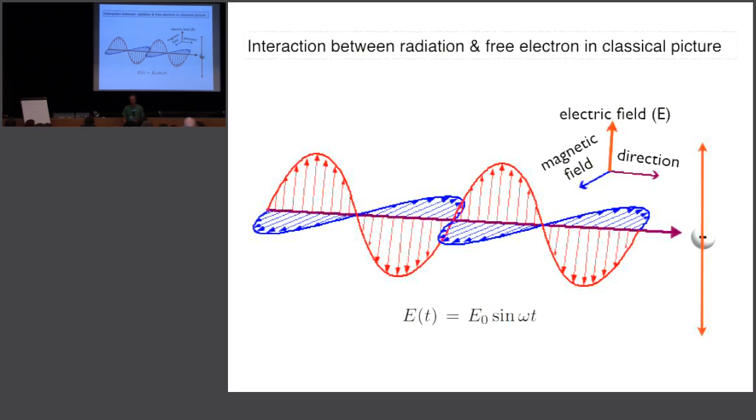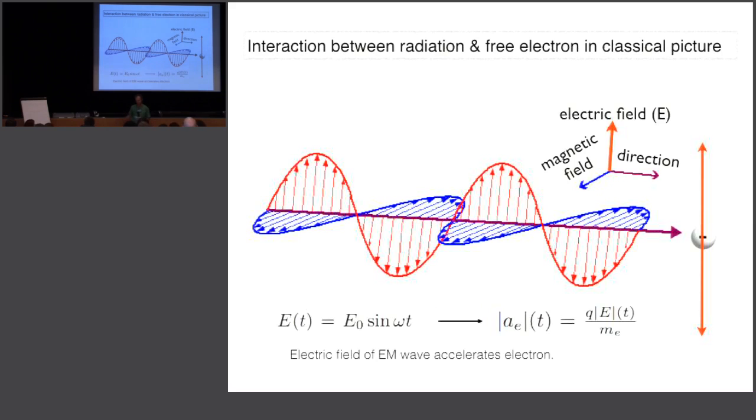Now, I will write this down, because I memorize things much better once I've written them down a few times. In any case, the acceleration of the electron is given by the electric field multiplied by the charge of the electron, divided by its mass. And I've put absolute value symbols around these quantities. So the acceleration is related to the amplitude of the electric field of the wave.